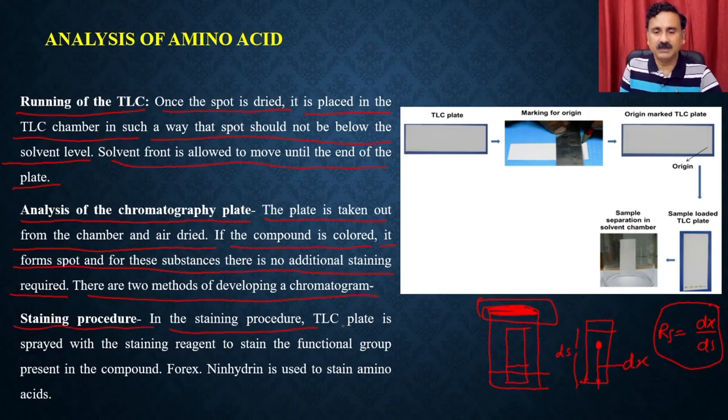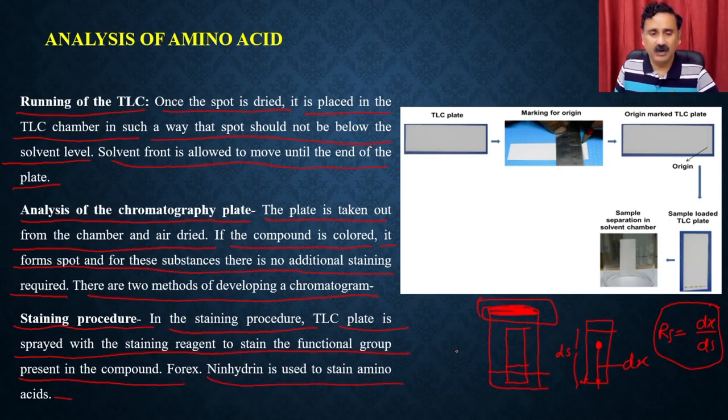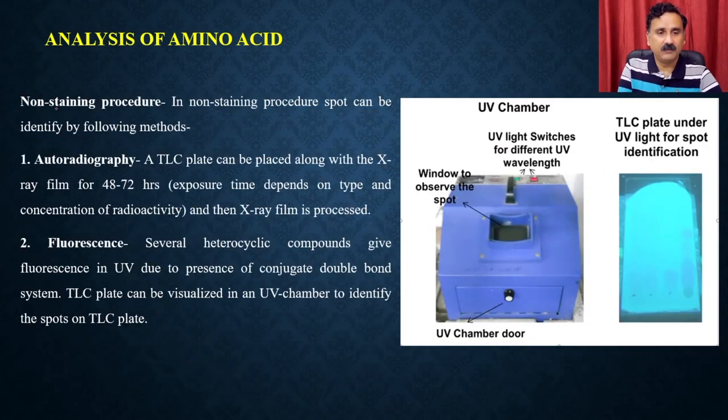In the staining procedure, the TLC plate is sprayed with a staining reagent to stain the functional group present in the compound. For example, ninhydrin is used to stain the amino acids. If you want, you can also go with the non-staining procedure. In the non-staining procedure, a spot can be identified by the following methods. You can use autoradiography.